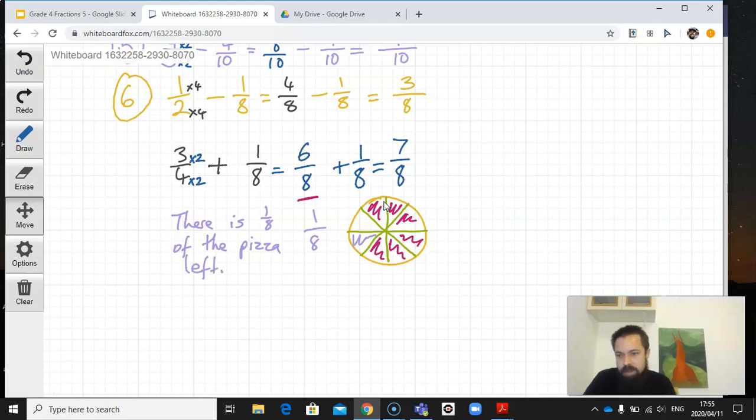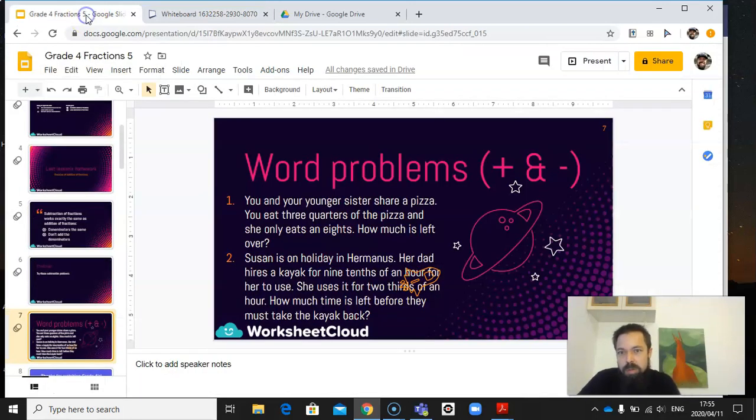I think we have just enough time to quickly jump across and do our last word problem. This one, having a look. Susan is on holiday in Hermanus. Her dad hires a kayak for 9/10 of an hour. Okay, 9/10, that's an important number. 9/10. She uses it for 2/3 of an hour. How much time is left before they have to take the kayak back?